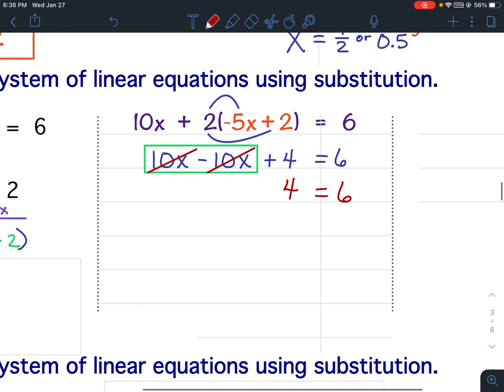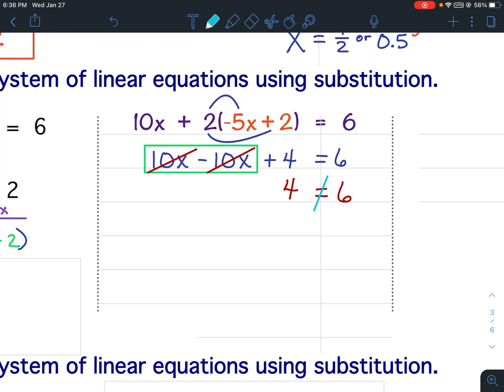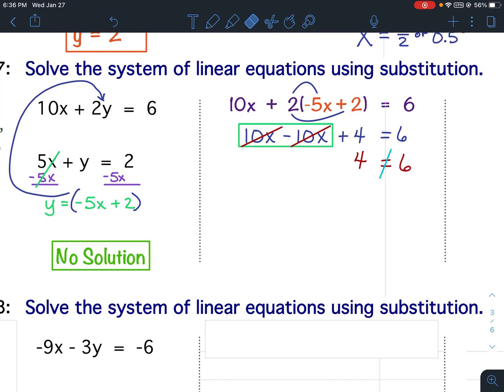But does 4 equal 6? No, it does not. Therefore, if the numbers don't equal one another, this is one of those special types of problems, and it is a no solution answer.